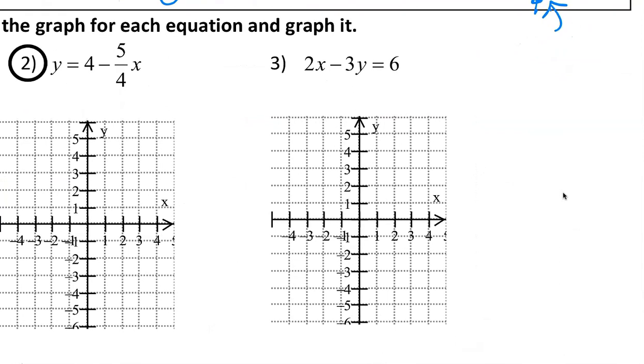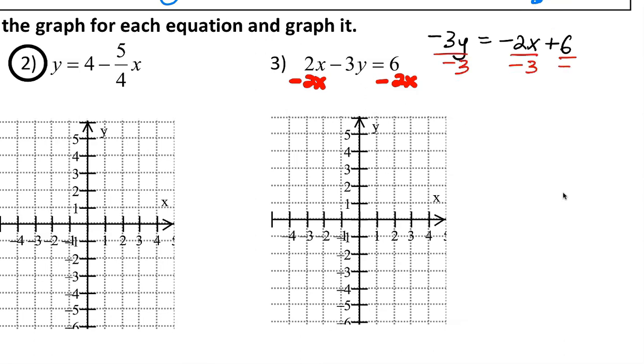Number 3 is in standard form. If we are going to write this from standard form to slope-intercept form, how about we subtract 2x from both sides. That gives us negative 3y equals negative 2x plus 6. Divide both sides by negative 3. Divide each term by negative 3. And that gives us y equals positive 2/3 x minus 2. So the slope would be 2/3, and the y-intercept would be negative 2.